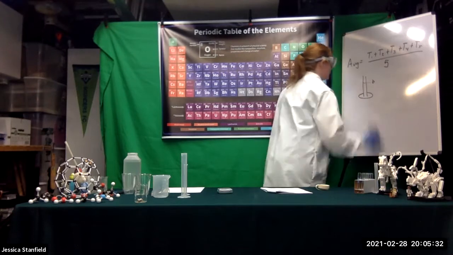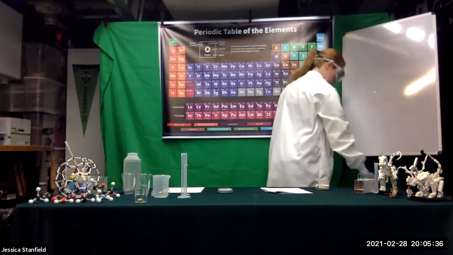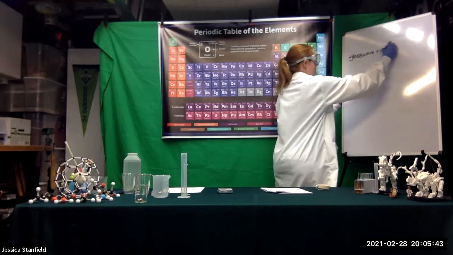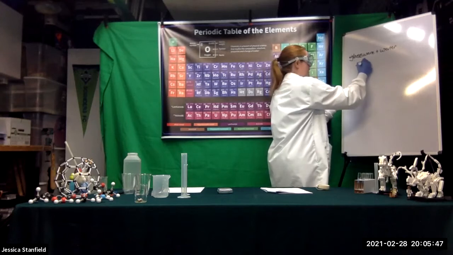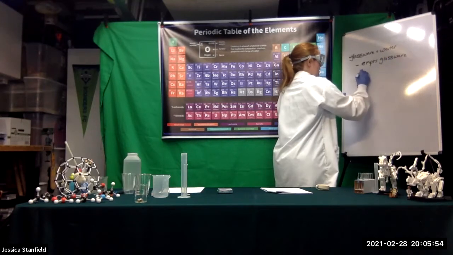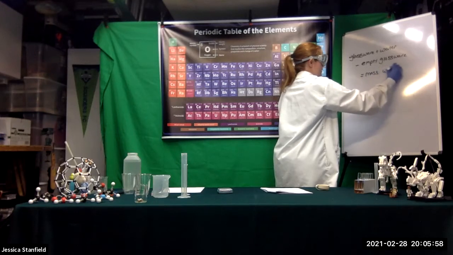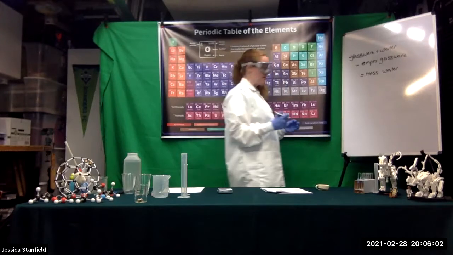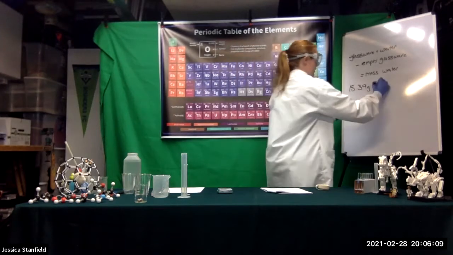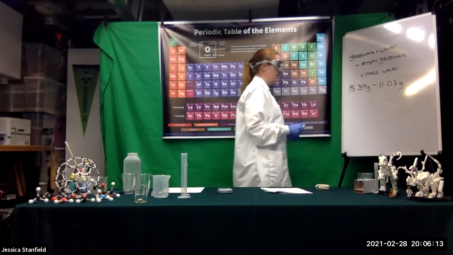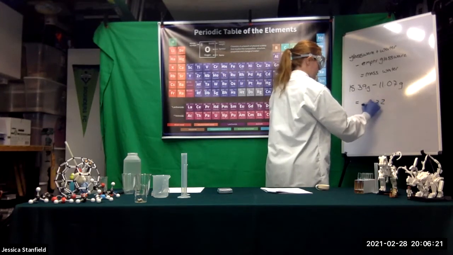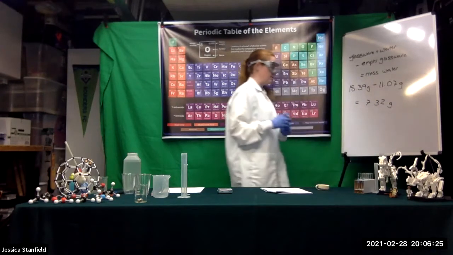So I have my 18.39 grams of my glassware plus water. Okay, so let me erase this stuff. All right, so my glassware plus my water minus my empty glassware will give me the mass of my water. So for mine, it'll be 18.39 grams minus my 11.07 grams. Okay, and so if I do that subtraction, I will get 7.32 grams.